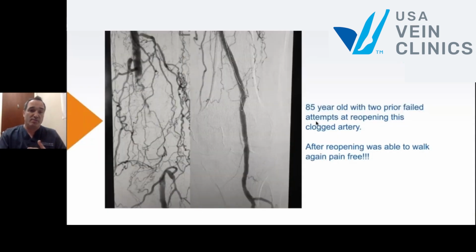So here's an example of a case from several years ago. This was actually an 85-year-old gentleman who had 2 prior attempts at this. And basically, he was a very active gentleman who just wanted to be able to walk, and he couldn't. And you can see why. This is the artery. Okay, you can see after it was repaired what it should look like, and you can see there's this giant gap here. It's missing. So that's the equivalent of shutting down a highway completely.